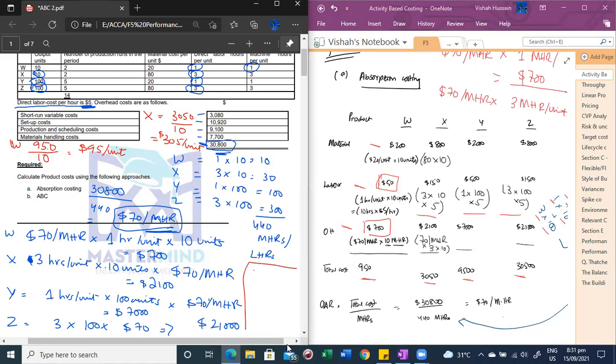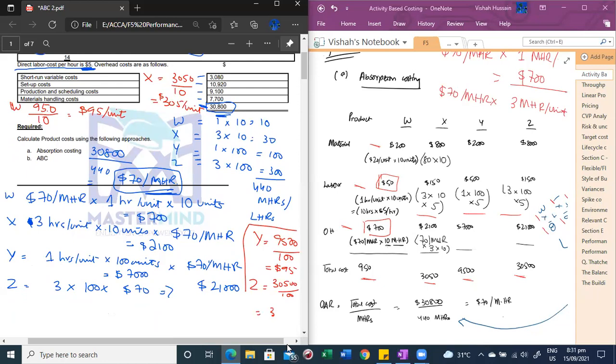You are dividing by output units, right? Yes, output units only. Okay. Then for Y, 9500 divided by 100 would give you 95. And for Z, it is going to be 30,500 divided by 100. So that would be 305.